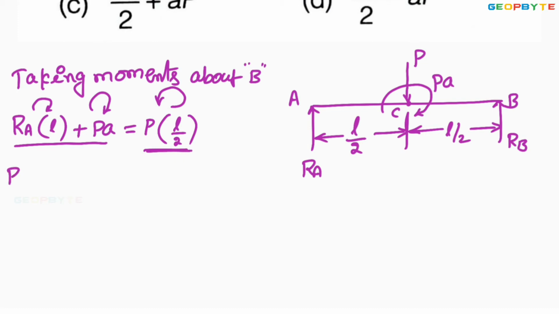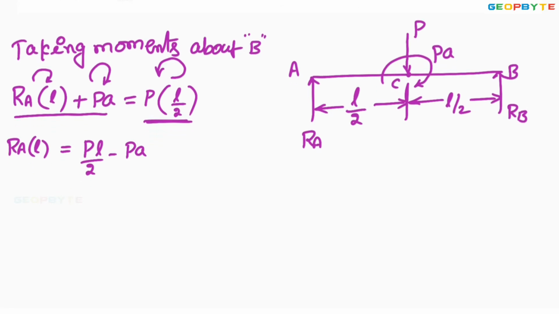Then it can be written as RA into L equals PL by 2 minus Pa. Therefore, RA equals P by 2 minus Pa by L. So, RA equals P by 2 minus Pa by L.